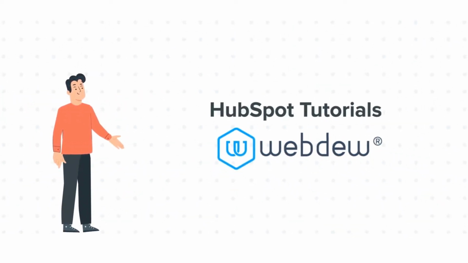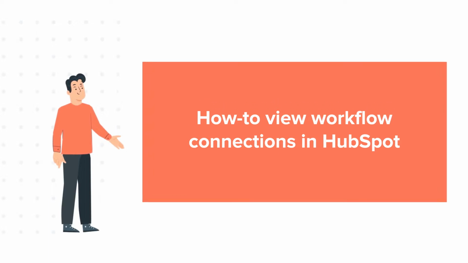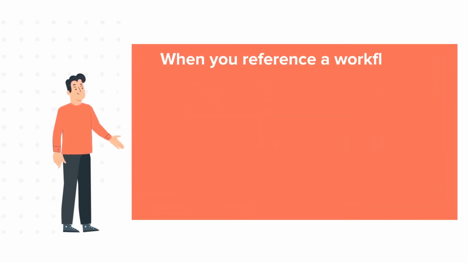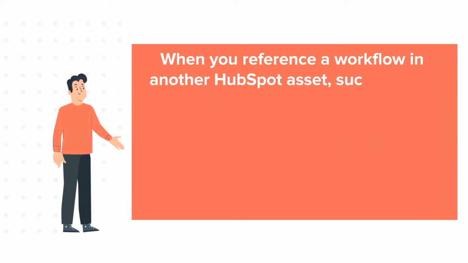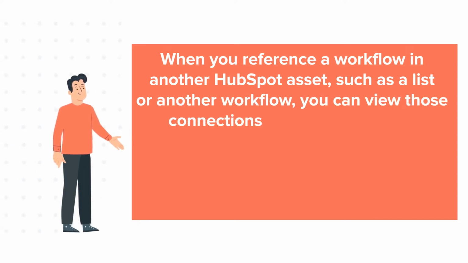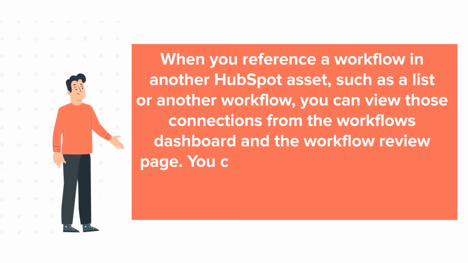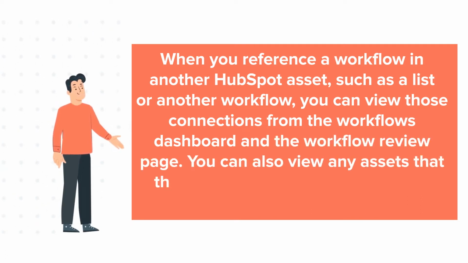This is Bob and today's tutorial is about how to view workflow connections in HubSpot. When you reference a workflow in another HubSpot asset, such as a list or another workflow, you can view those connections from the workflow's dashboard and the workflow review page. You can also view any assets that the workflow uses, such as lists and properties.